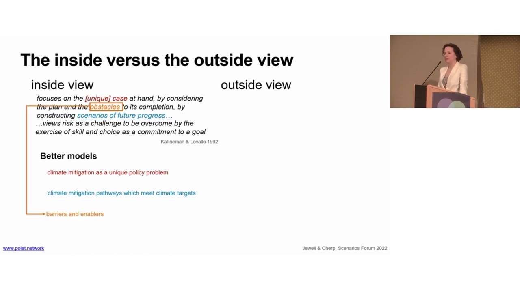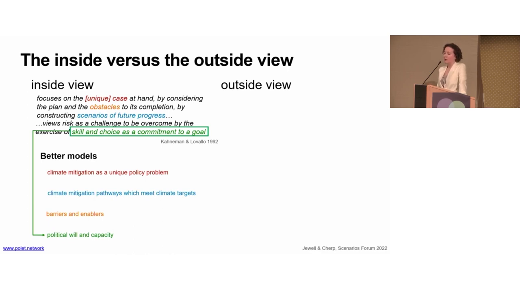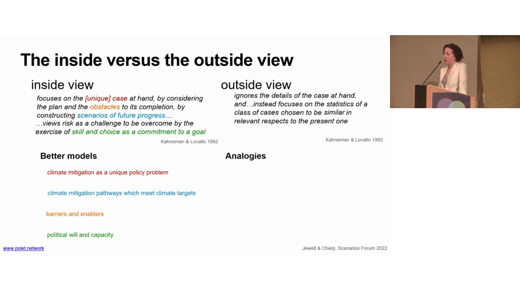And when the feasibility discussion started coming up several years ago, the community started to talk about barriers and enablers to realizing these climate mitigation pathways. And finally, there's really a strong emphasis in this literature and this community on political will and capacity to implement these pathways. Now, in contrast, the outside view ignores the details of the case at hand and instead focuses on the statistics of a class of cases chosen to be similar in relevant respects to the present one.